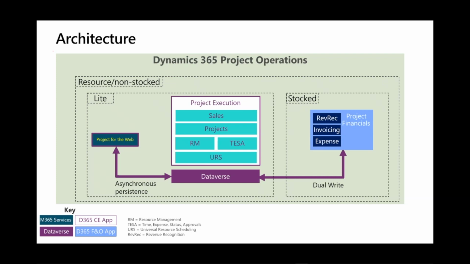In the stocked or production-based deployment type, you are using only the finance and operations app. And you can see that on the right-hand side of the diagram, where we have our F&O app, which includes, amongst other things, the revenue recognition, invoicing and sophisticated expense functionality. Finally, in the resource or the non-stocked deployment type, you are using both of the customer engagement and the finance and operations apps, and they are integrated for you via dual write, which is why we sometimes also refer to this as the integrated deployment type.